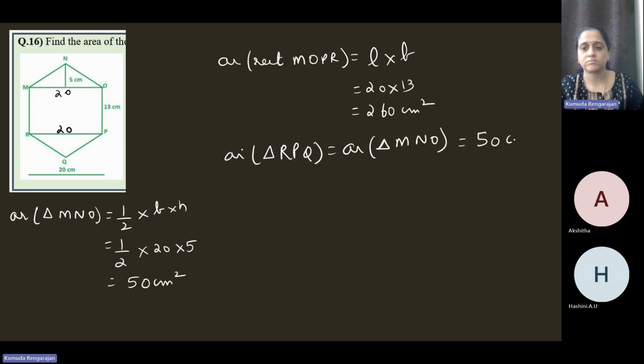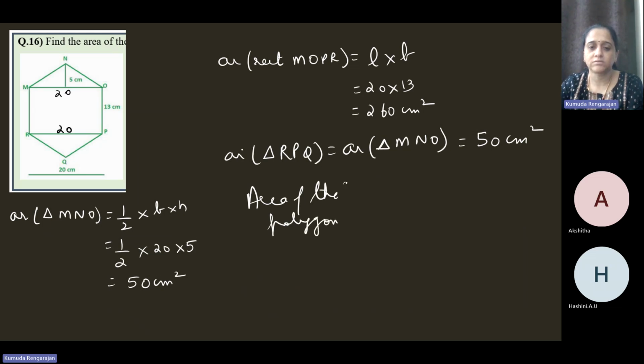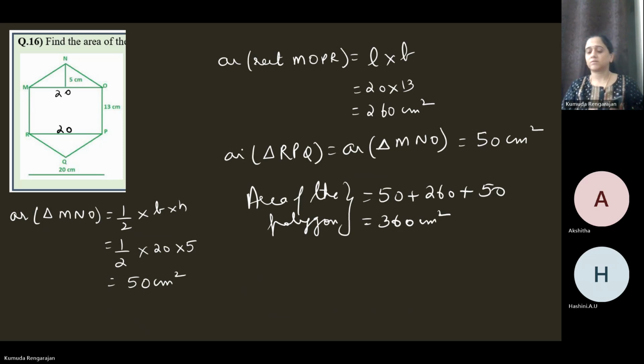Area of two triangles and the rectangle, add. So total area, or area of the polygon, is 360 centimeters square. Correct. Triangle area is half base into height.